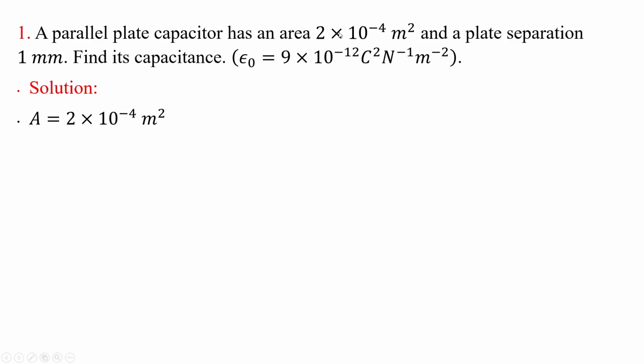So the given data is area, that is 2 into 10 raised to power minus 4 meter square. And the distance between these two metal plates is 1 millimeter. If we convert millimeter into meter, it will become 1 into 10 raised to power minus 3 meter.